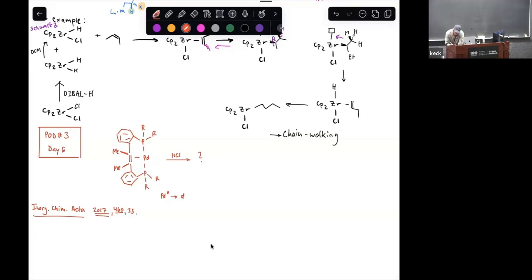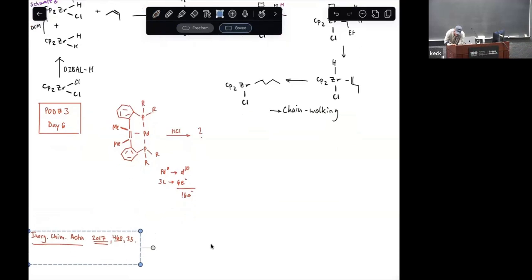Palladium 2 is d8. Palladium 0 is d10. So then it's d10, and the number of electrons is like, we have 3 L-type ligands, so it's like 16 electrons. Okay. So overall electron count is 16. Good.